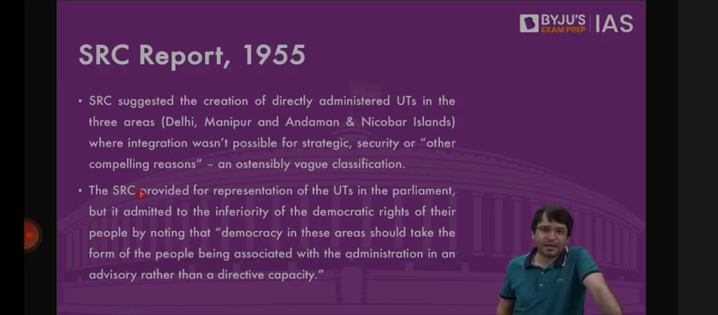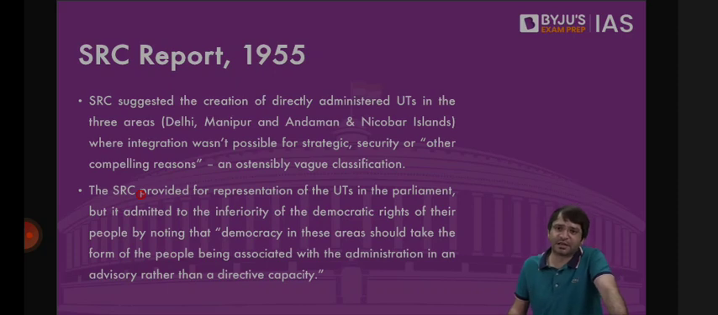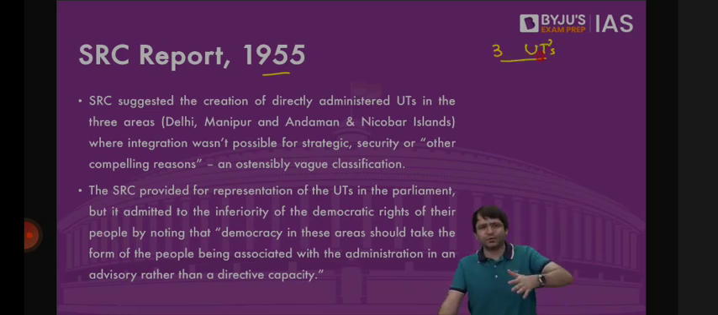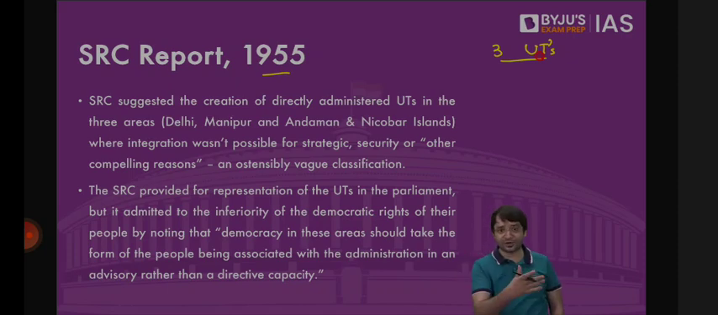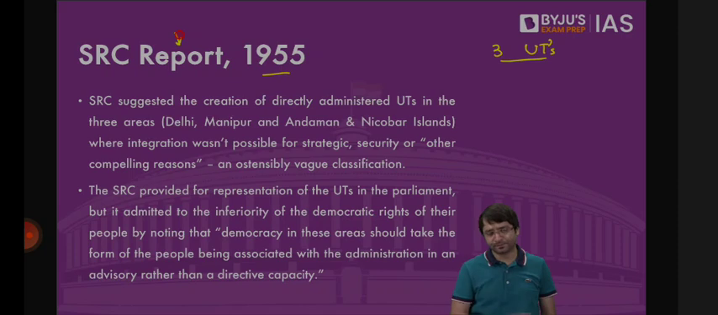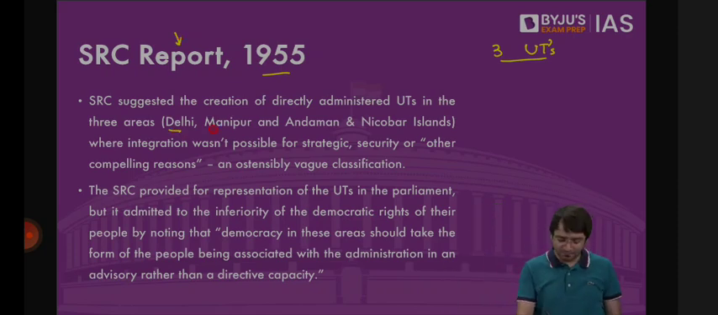Panikar, which was known as the States Reorganization Commission, was set up. And the States Reorganization Commission submitted its report in 1955. In that report, the commission recommended that we should have 3 union territories. All other areas should be converted into states, because states share a federal relationship with the center. But in 3 areas, the commission said, no, we should make them union territories. Which are these areas? Delhi, Manipur, Andaman and Nicobar Islands.